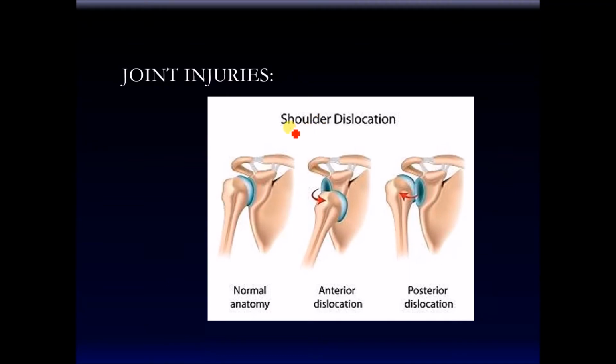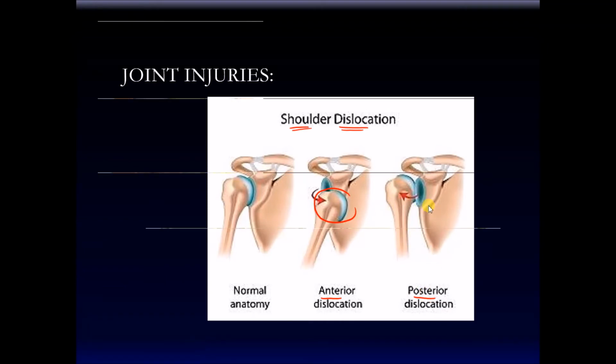I'm sure you've heard people have had shoulder dislocations. In this case, there's no breaking of bone. It's just the humerus gets dislocated and pulled out of the ball and socket joint. There's the anterior or front dislocation and the posterior or back dislocation. And it needs to be put in place by a professional, of course.